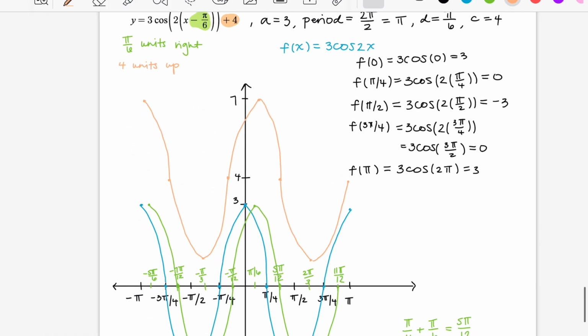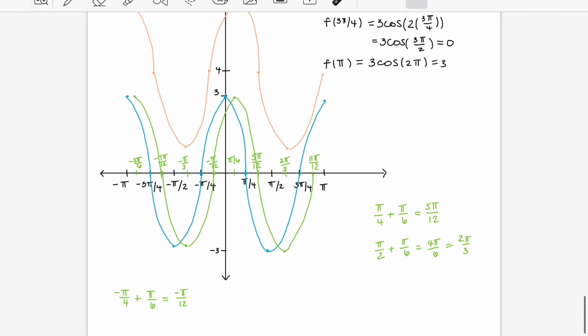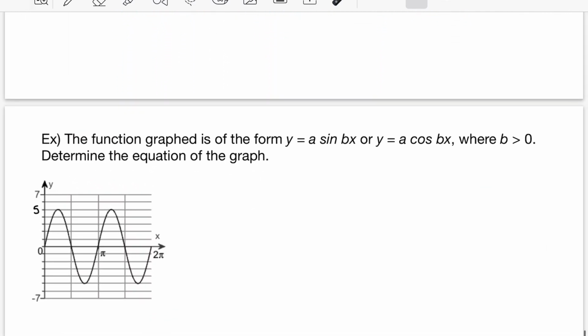Alright. So that's how we would graph a function of this form using our vertical and horizontal translations. Now the last thing we're going to do here is look at this example. We're given this graph here, and we're told that the function graph is of this form here, where b is greater than 0. So what we want to do is use this to determine the equation of the graph.